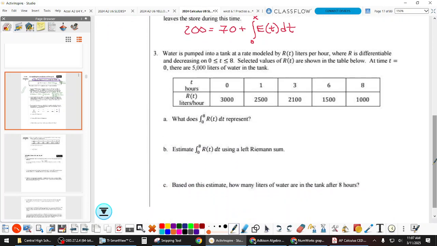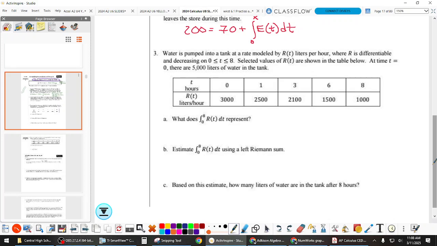Alright, next one. This will be a little bit of review. So, we're pumping water into a tank. Haven't you seen the water pump and tank kind of problem? Oil, yeah, it's leaking or pumping in. It's like so many of those.